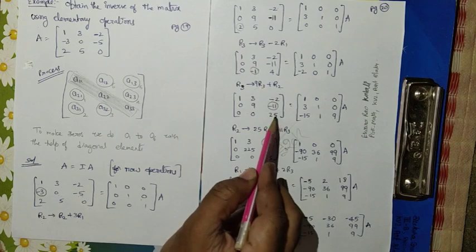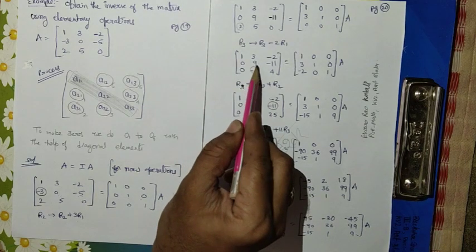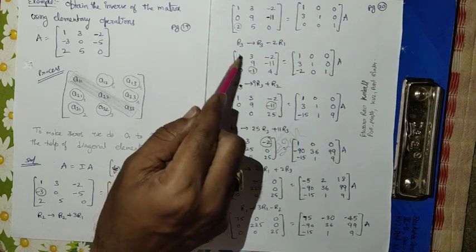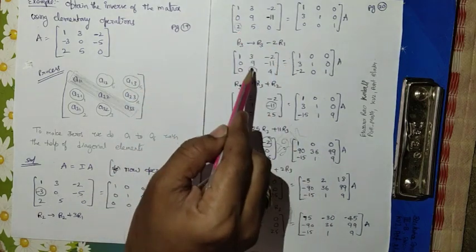Here also I took the element to the diagonal element 25. To make this element, I take the help of 9 only. See, I am taking the help of diagonal elements. I am using diagonal elements to make zeros only.